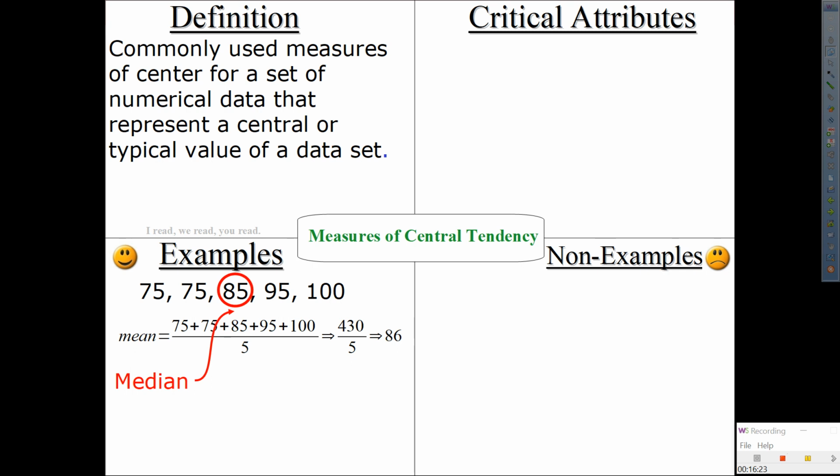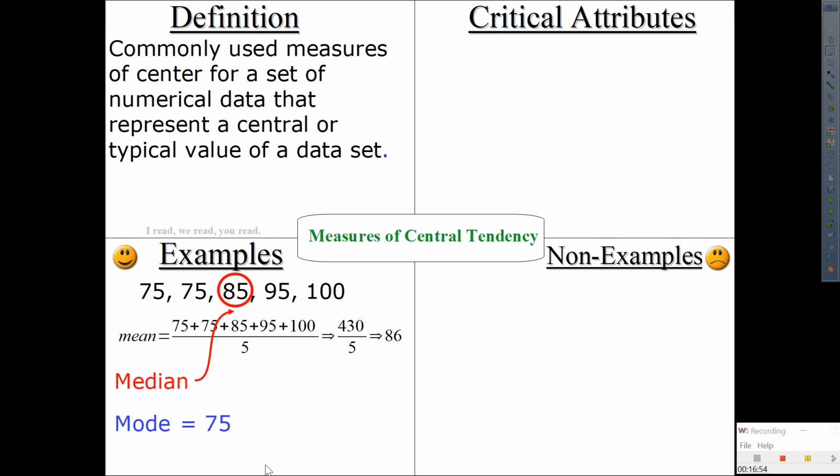And the last one that we're going to talk about, we got mean, median, and mode. Mode comes from the Latin word moda, which means something that is repeated. So which number is repeated? Yeah, that's 75. That's how we know that that's the mode, something that repeats the most.